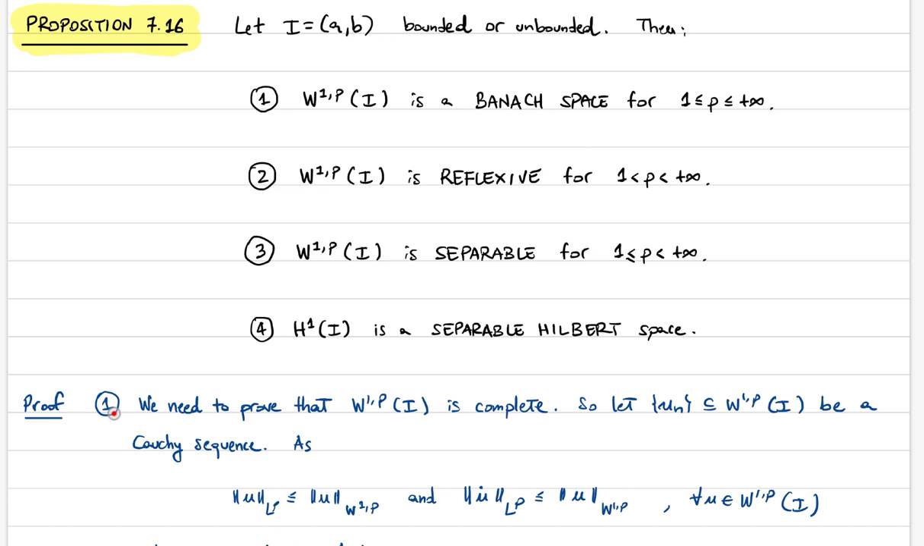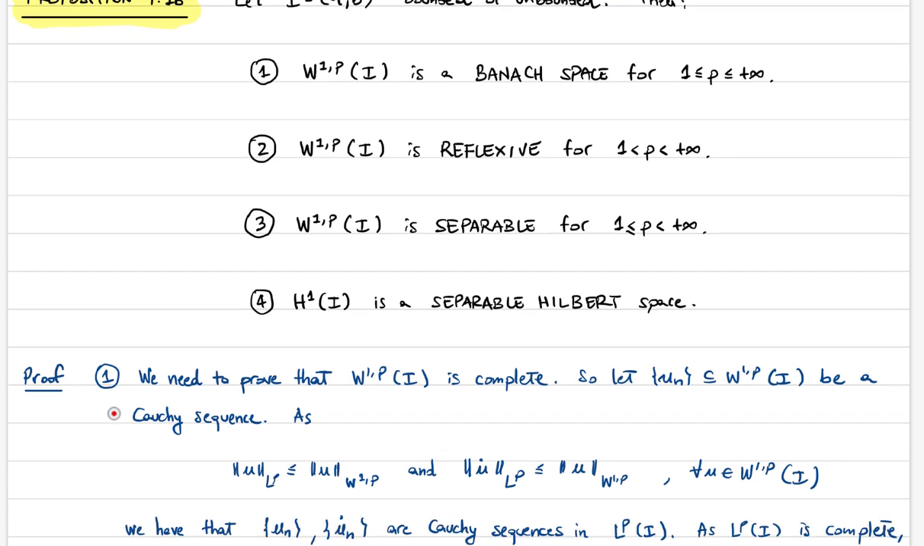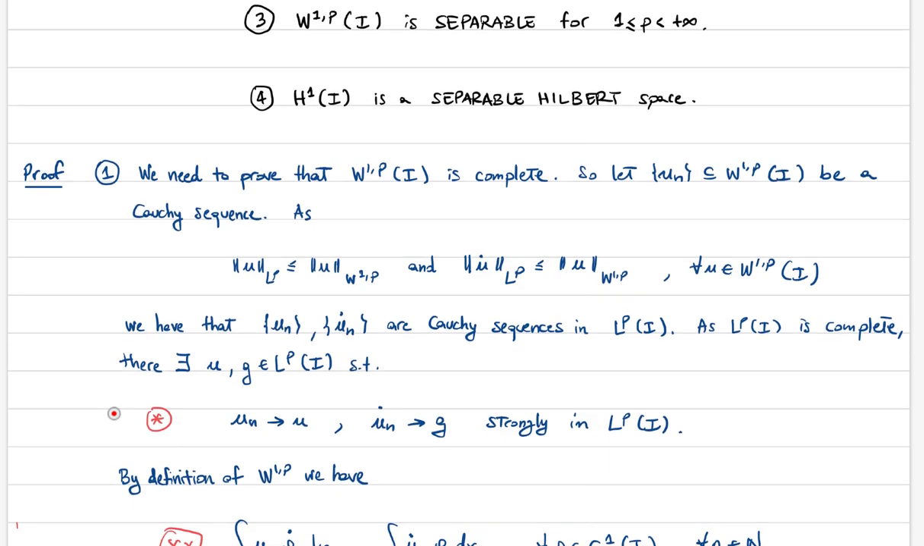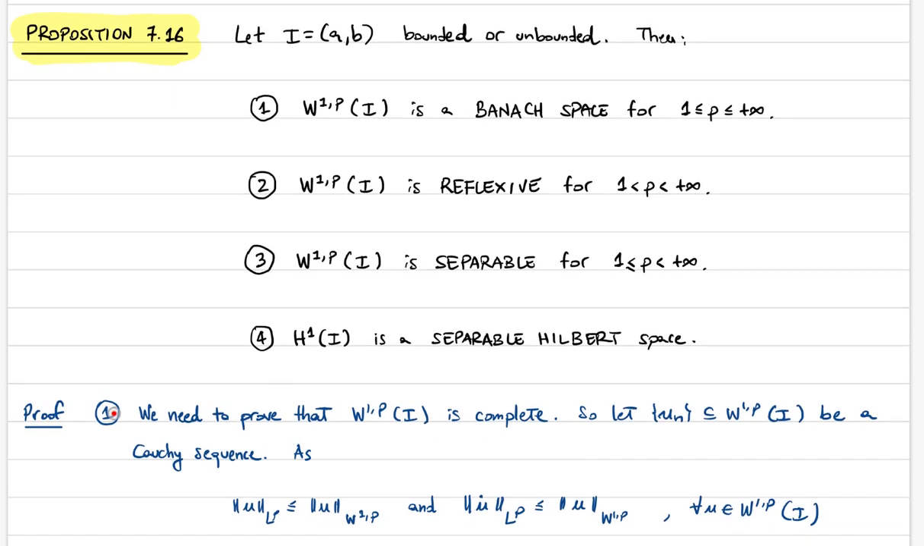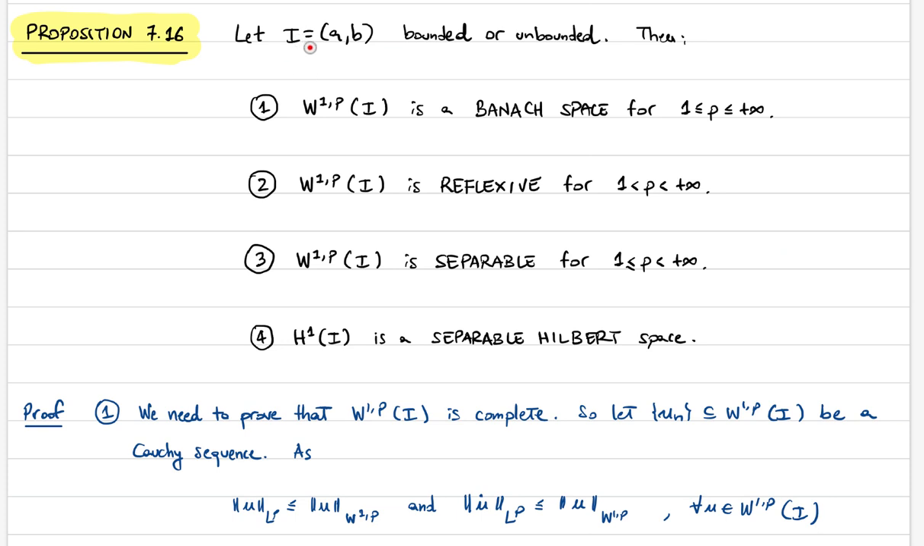We are going to start with 1. Okay, first I have a comment here. I mean, here there is no reason for I to be an interval. You can just take I to be an open set, any open set in R, I think. So this can be open and bounded or unbounded.